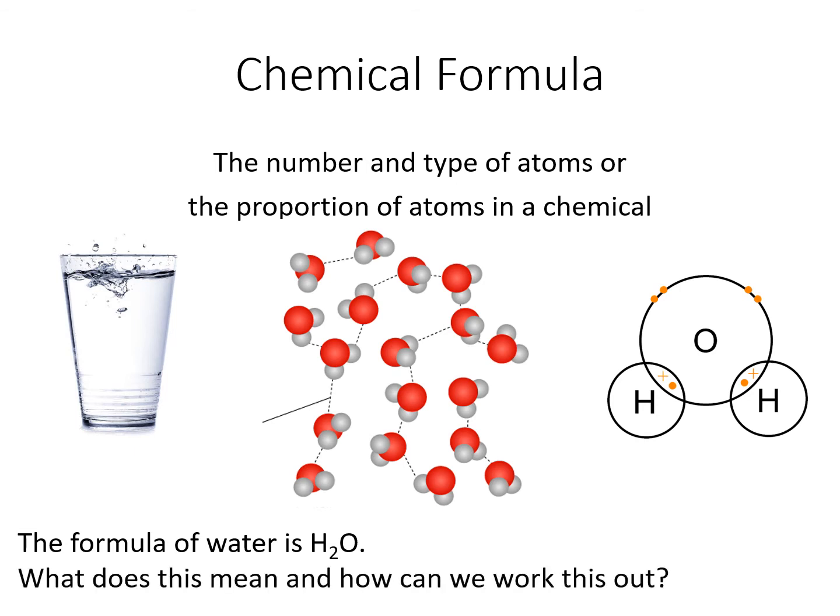What we want to know though is what exactly does that mean, and also how can we work this out? How could we work out just from the name of a chemical that we have 2 hydrogens or 1 oxygen, for example?